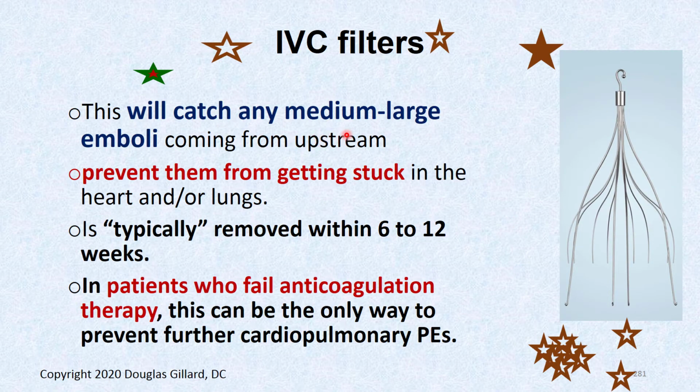Okay, so they'll catch even relatively small, medium to large size emboli, or huge ones, they'll catch it all. And they prevent it from getting to the lungs and heart. They're typically removed about 6 to 12 weeks after the procedure, or after you've got your blood thin enough so clotting won't occur. Patients who fail anticoagulation therapy may have one of these in there all the time, and that's their only way to stop repeated clotting.